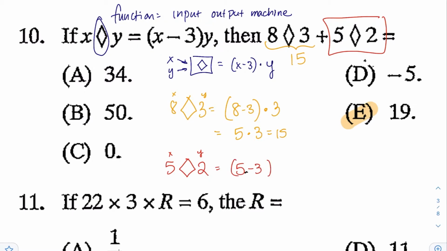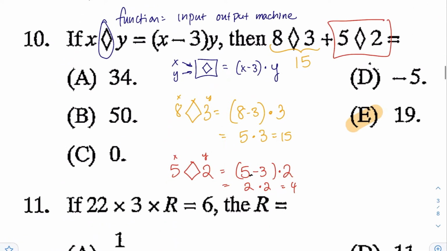This will be 5 minus 3. And everywhere you see y, replace this with the number 2. And that's equal to 2 times 2, which is equal to 4. So this just becomes 15 plus 4, which is equal to 19, which is choice E.